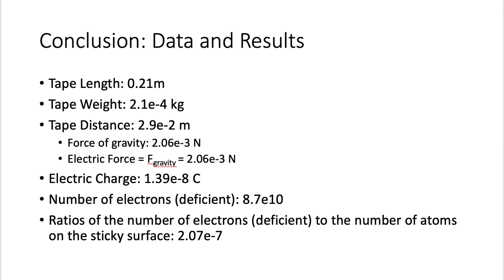By plugging in the values, we find that the electrical charge on each of the tapes is 1.39 times 10 to the negative 8 coulombs. And the number of electrons deficient, meaning that they are positively charged, is 8.7 times 10 to the 10th. And the ratio of the number of electrons deficient to the number of atoms on the sticky surface is 2.07 times 10 to the negative 7th. And thus, by now, we have successfully analyzed the electrical properties of the charged tapes in the experiment.